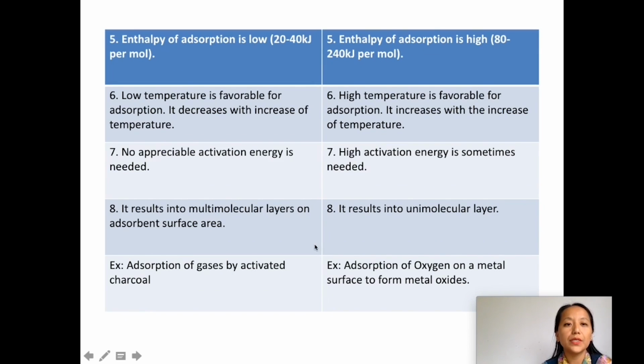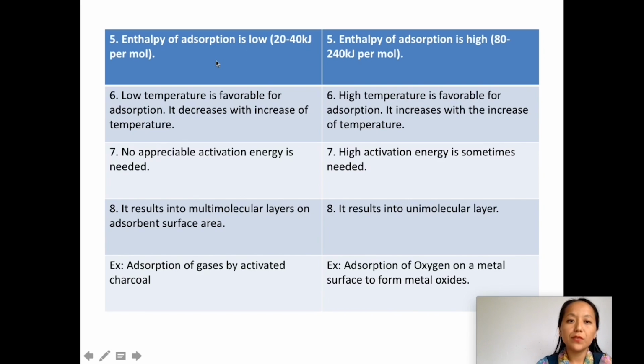Okay, now the next point is the enthalpy of adsorption is low in the case of physisorption, that is between 20 to 40 kilojoule per mole, whereas in the case of chemisorption, the enthalpy of adsorption is high, that is between 80 to 240 kilojoule per mole. Now, to define what is enthalpy of adsorption: it refers to the amount of energy released when 1 mole of adsorbate is adsorbed on the surface area of the adsorbent.